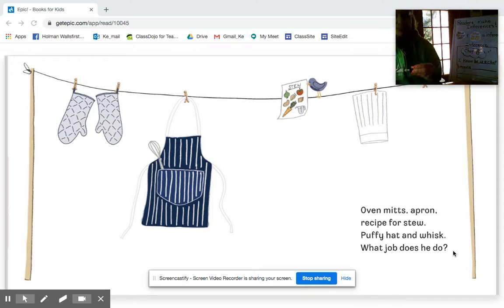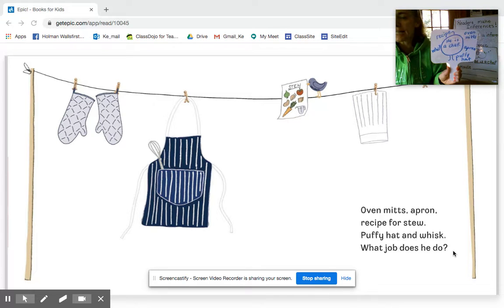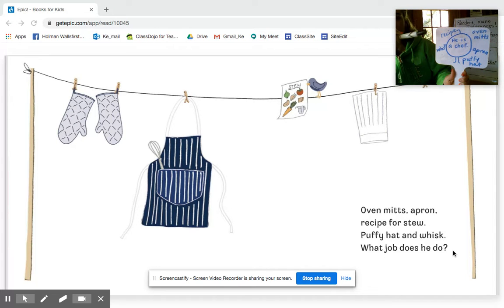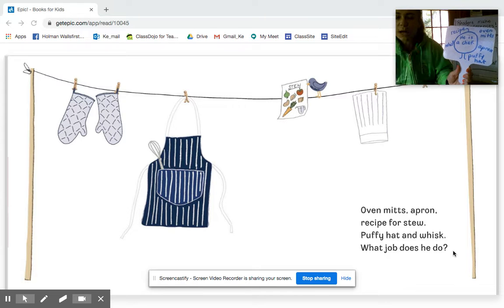Because what were some of those clues from my little sign here that helped me know? What was one of those things that really told you that he definitely was a chef? You can point to my sign. What helped you know that he was a chef right away? Was it the recipe? The whisk? Maybe the oven mitts? You know what gave it away for Mrs. Holman right away was the puffy hat. As I'm looking at that picture, I have seen chefs wear those big puffy hats.